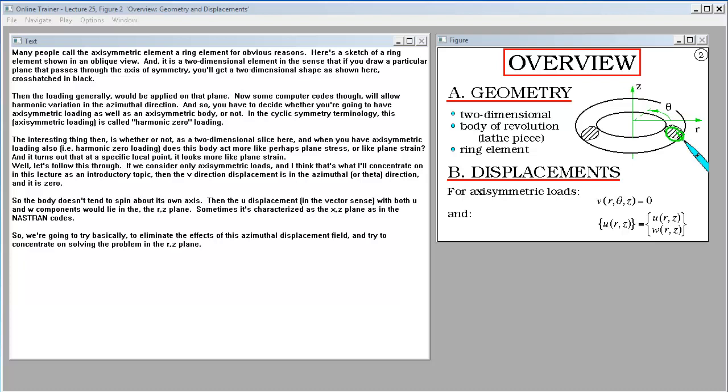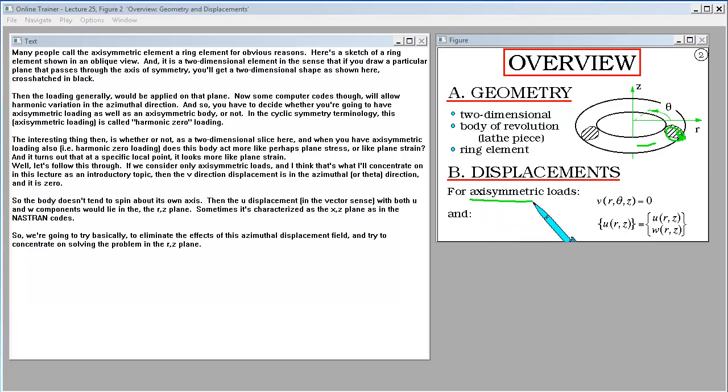Now, some computer codes will allow harmonic variation in the azimuthal direction, and so you have to decide whether you're going to have axisymmetric loading as well as an axisymmetric body or not. In the cyclic symmetry terminology, this is called harmonic zero loading. The interesting thing then is whether or not, as a two-dimensional slice here, and when you have axisymmetric loading also, or harmonic zero loading, does this body act more like perhaps plane stress or like plane strain? And it turns out that at a specific local point, it looks more like plane strain. Well, let's follow this through.